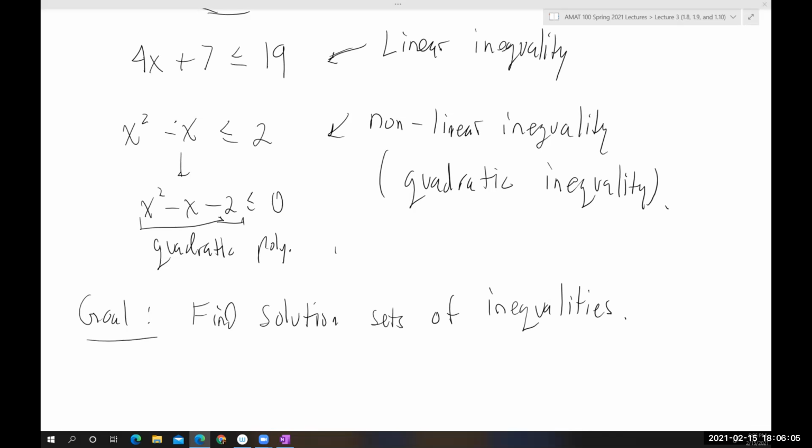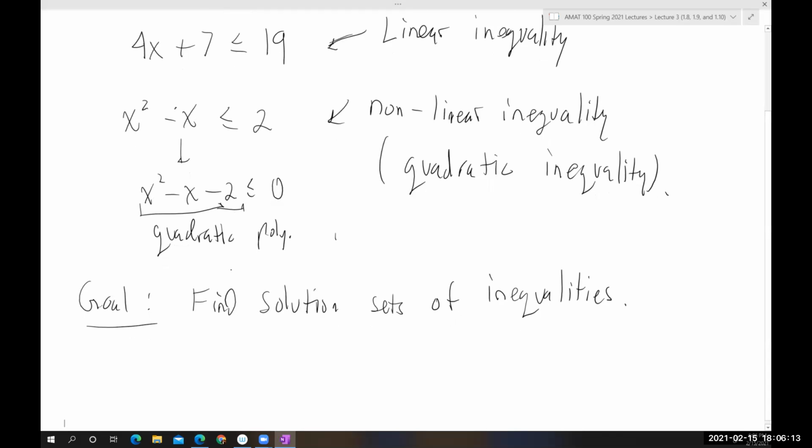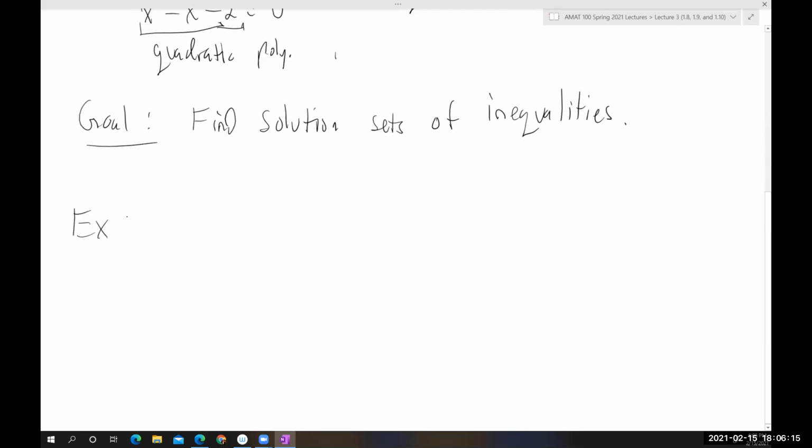So let's look at an example of a linear inequality. This is example 1 in section 1.8. We have 3x minus 9x plus 4, and we want to sketch the solution set. So this will be some subset of the real line. And I'll just point this out here: sketch solution set.